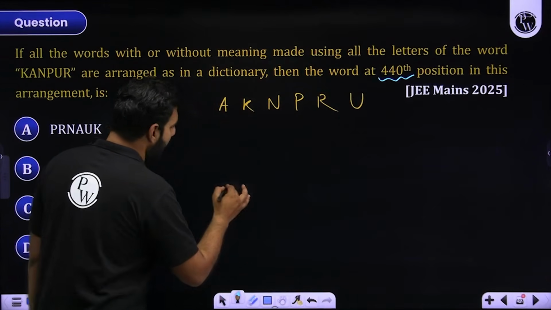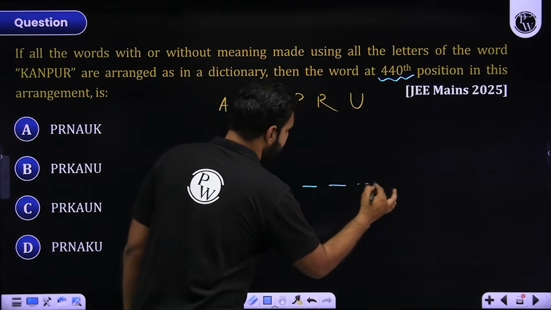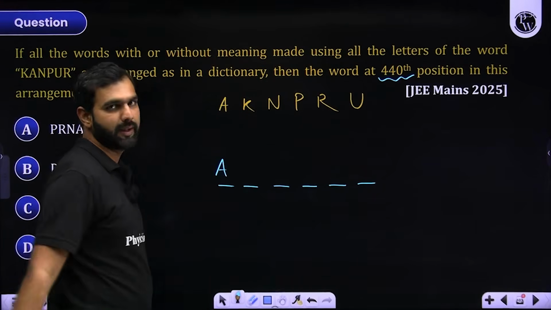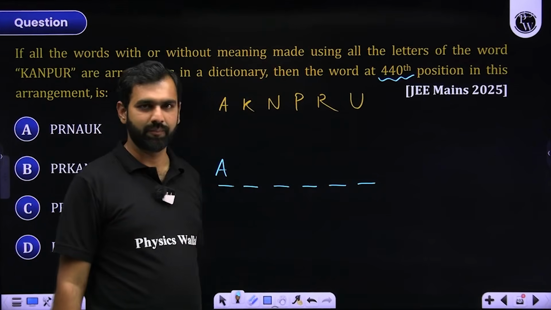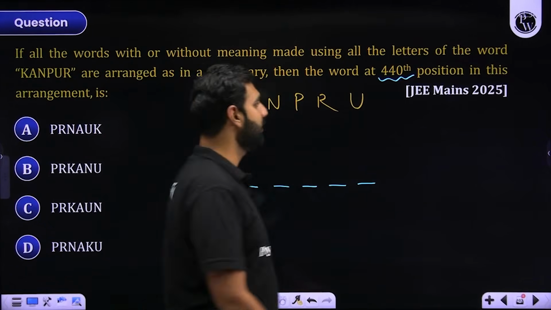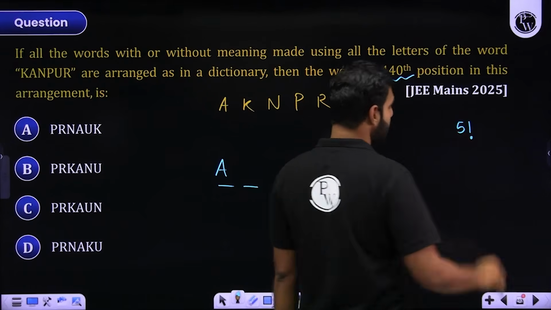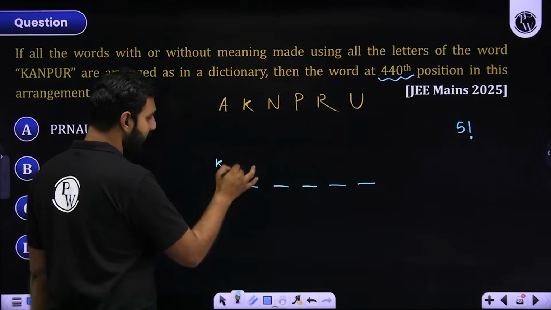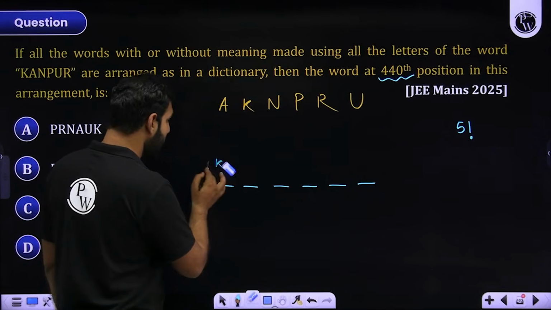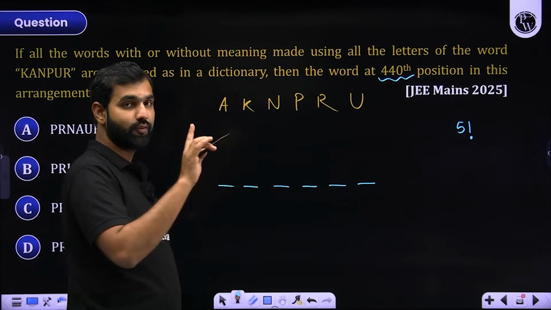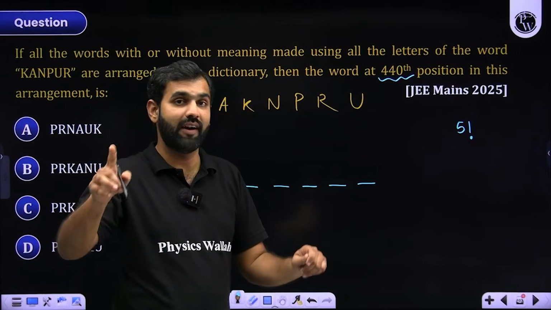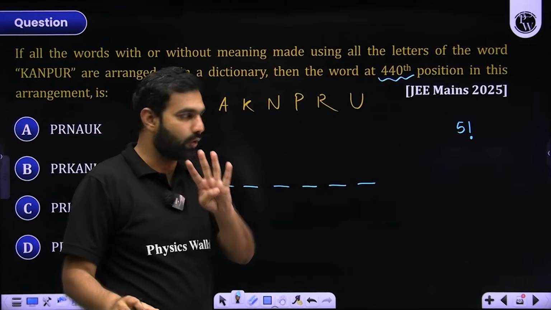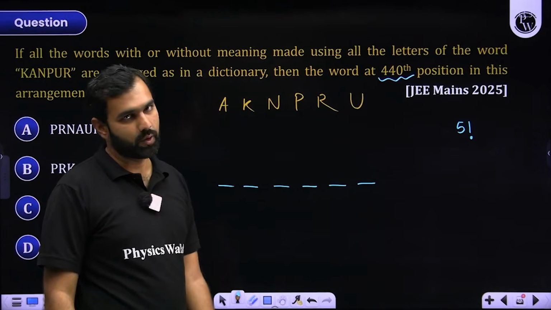See, if I am creating a 6 letter word, please understand what I'm telling you here: all the words starting with A will have 5 remaining letters, which can be arranged in 5 factorial ways. With A, I'll have 5 factorial choices. After A, I'll replace it with K, and with K also I'll have 5 factorial choices. Even for N also, and even for P also. So 5 factorial appears 4 times until you reach P. I hope you're getting it.